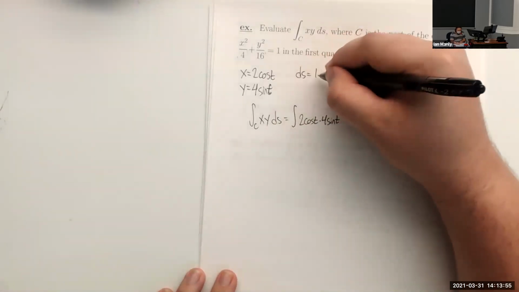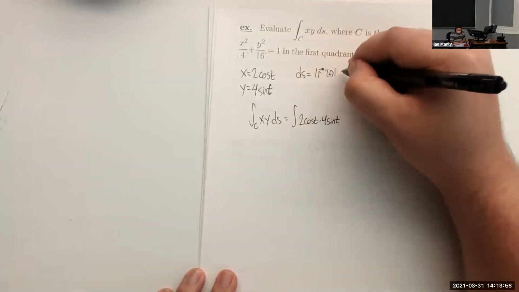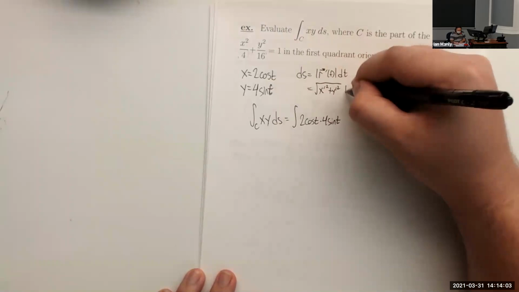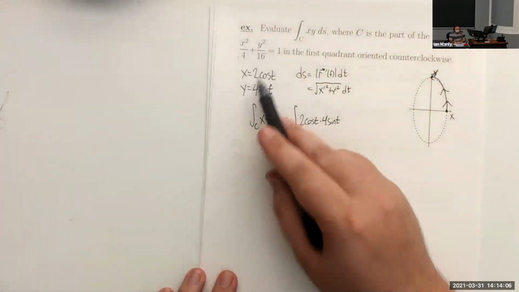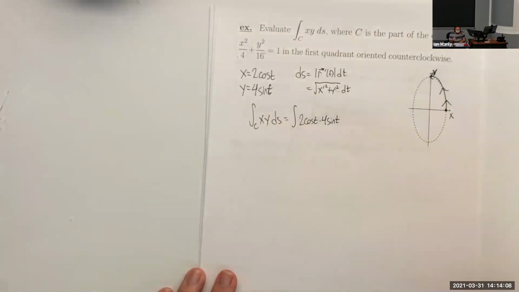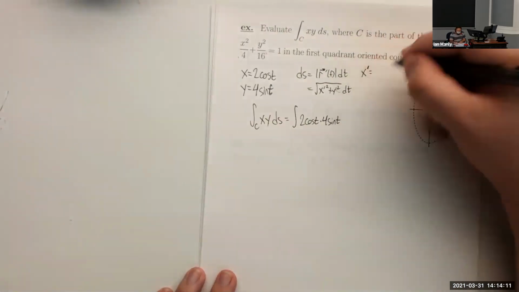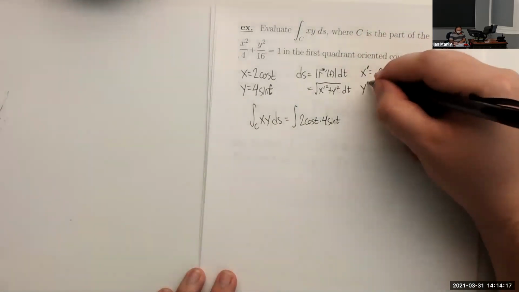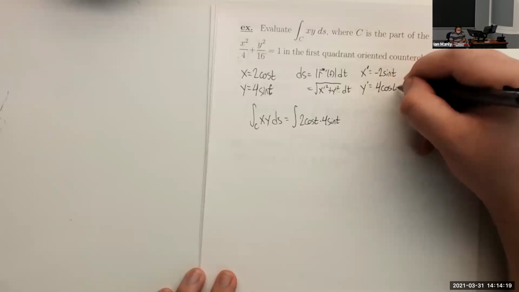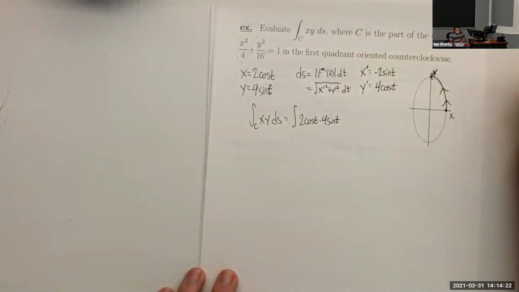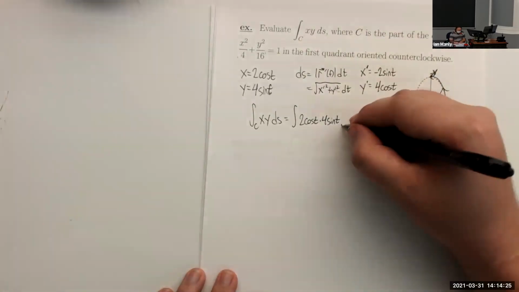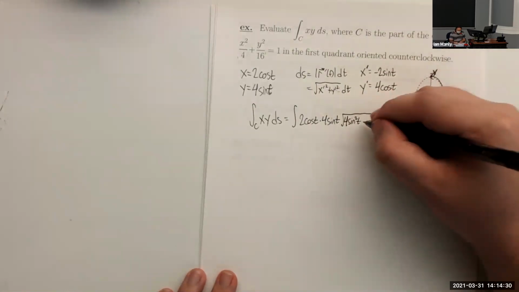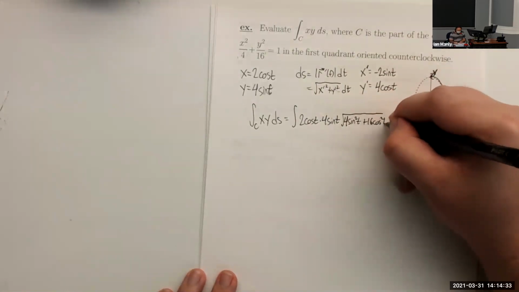Well, ds is the magnitude of r prime dt, or it's the square root of x prime squared plus y prime squared dt. So I guess we need to do some derivatives and plug them in here to see what this is going to be. x prime is -2 sine of t, and y prime is 4 cosine of t. All right, so if we put a square root here and square these, we have 4 sine squared of t plus 16 cosine squared of t.